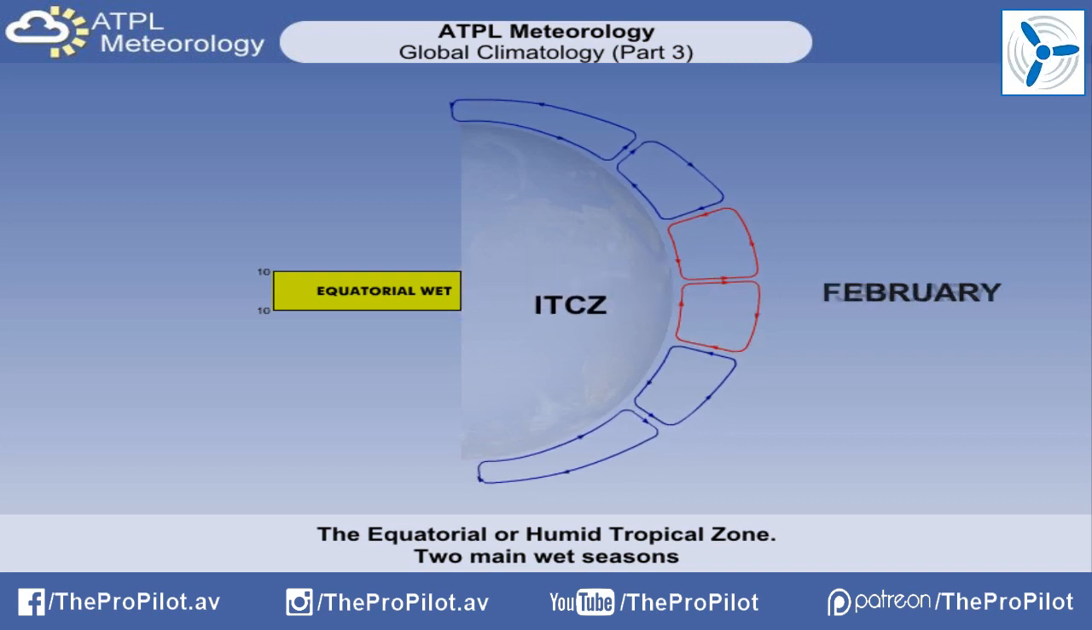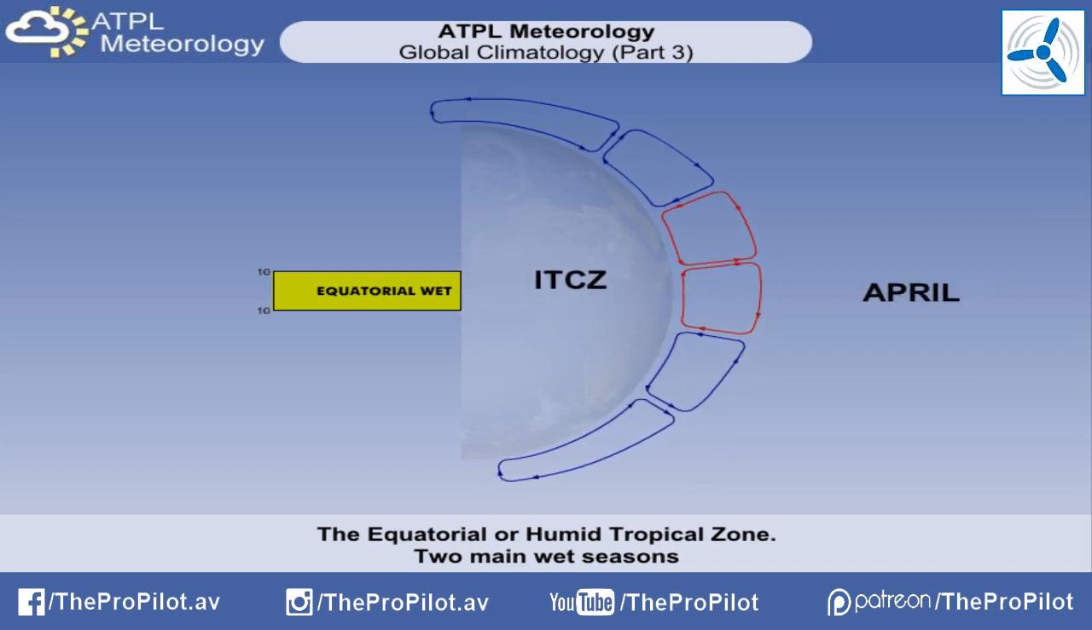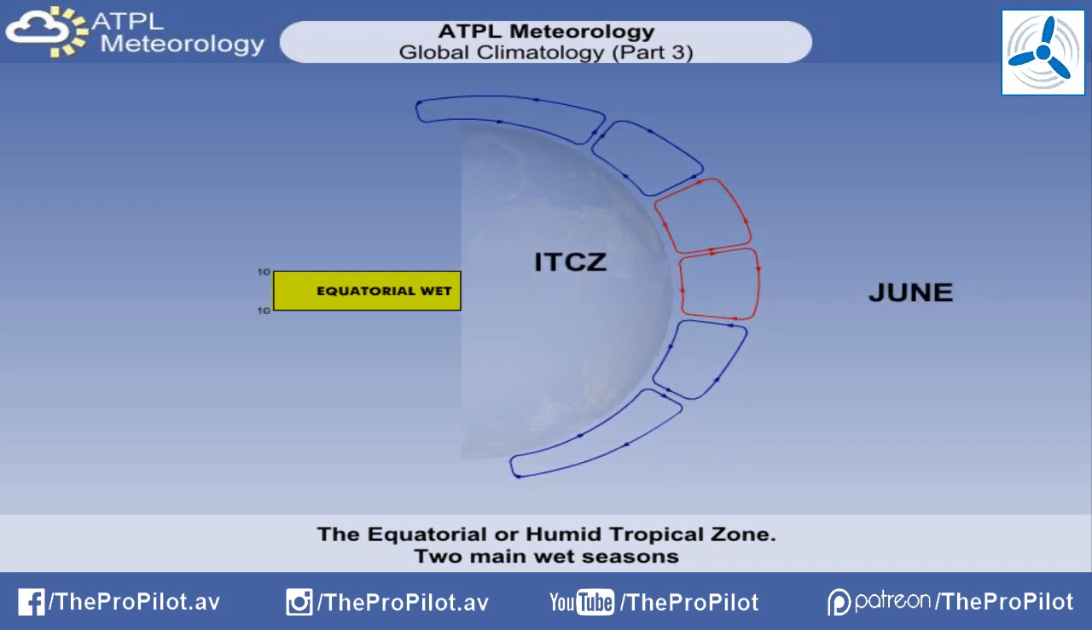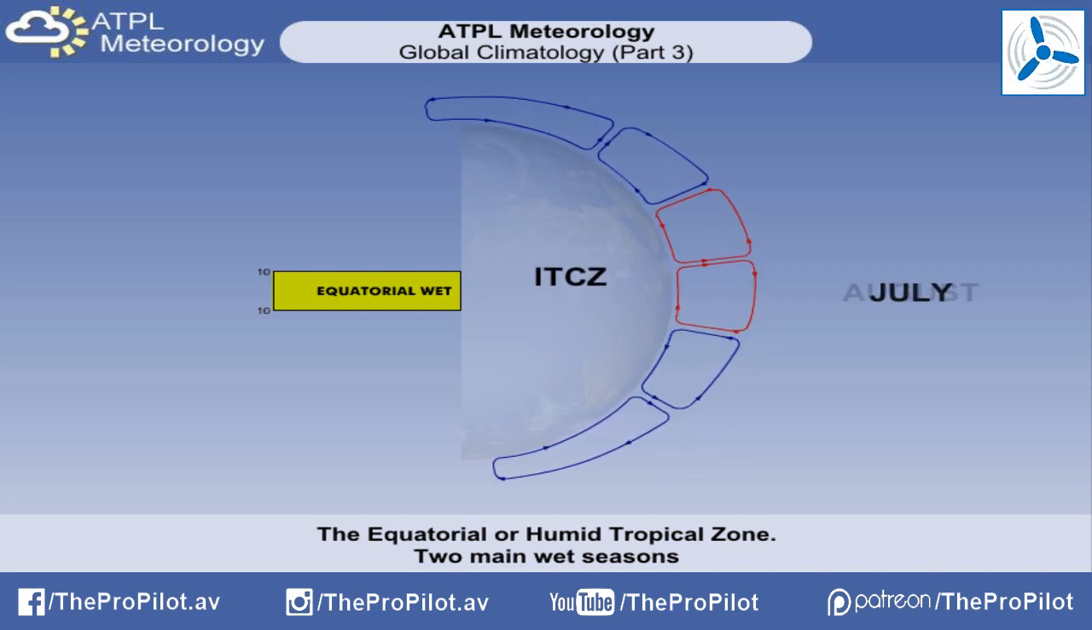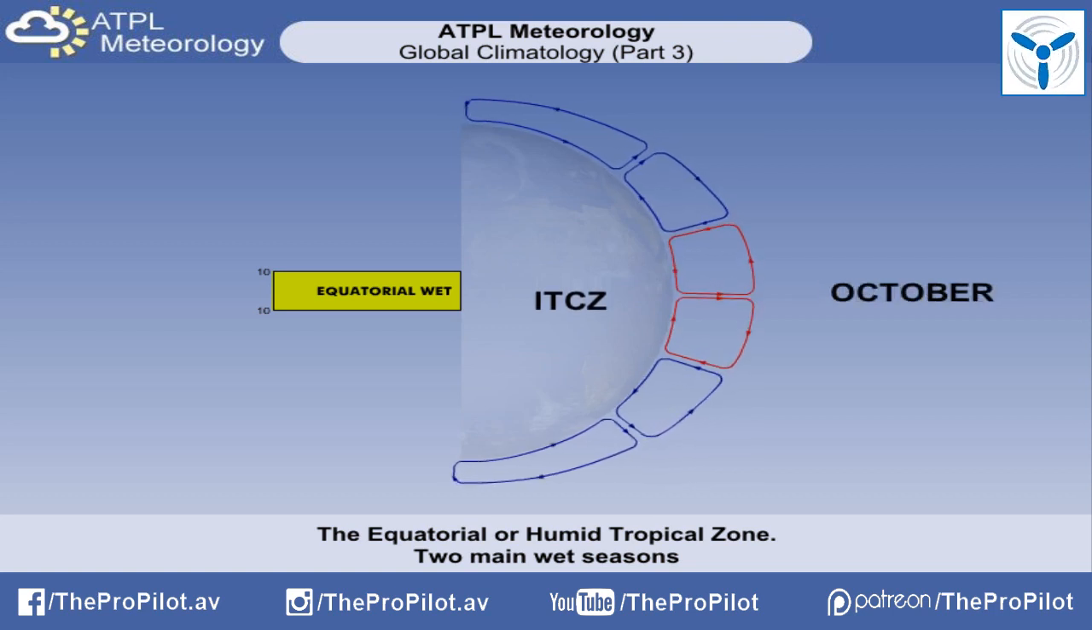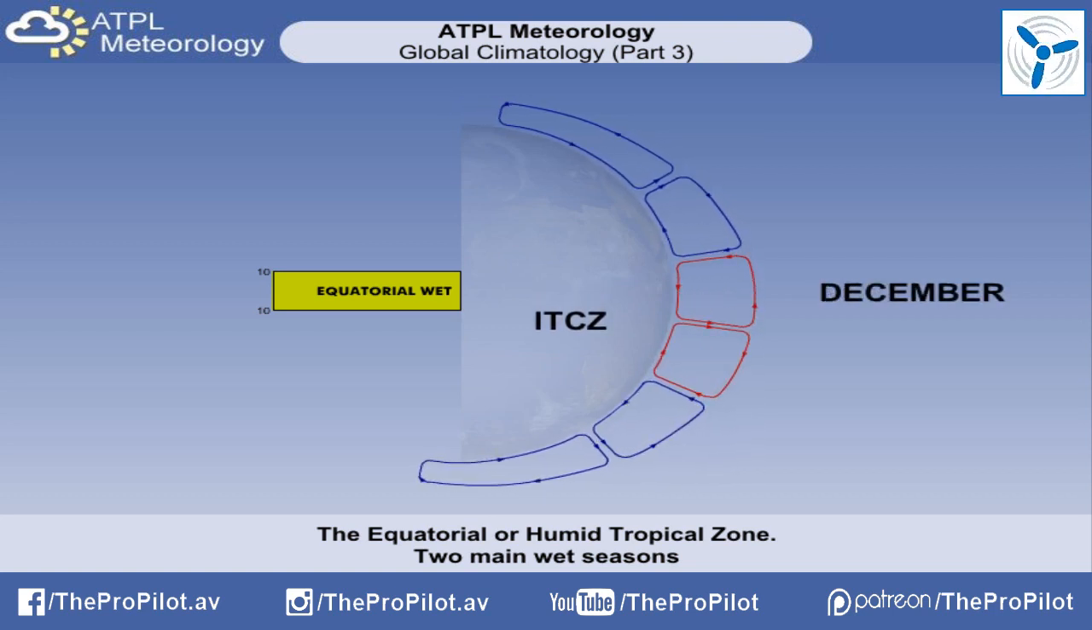As we have mentioned, the band of weather will move steadily north into the northern hemisphere from December through to June, and southwards into the southern hemisphere from June to December. The ITCZ will pass through this zone twice during the year, roughly at each equinox. The animation here shows you its passage through this zone. As a result, there will be two main wet seasons.